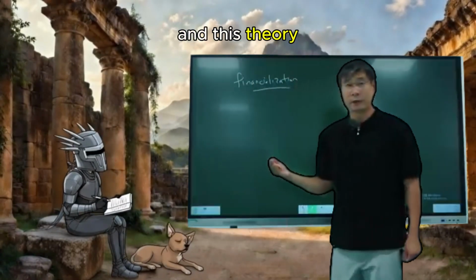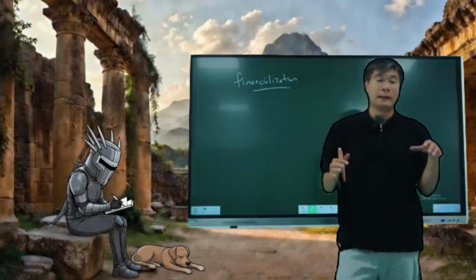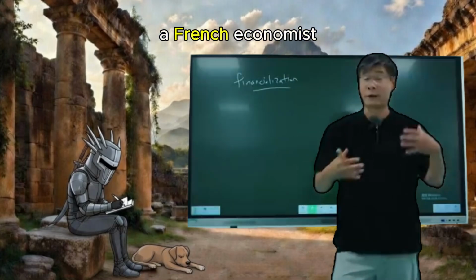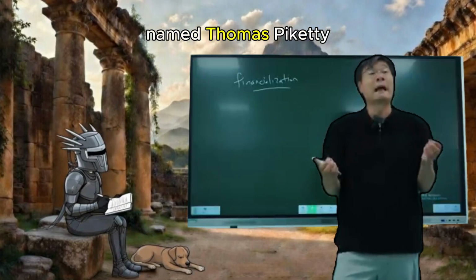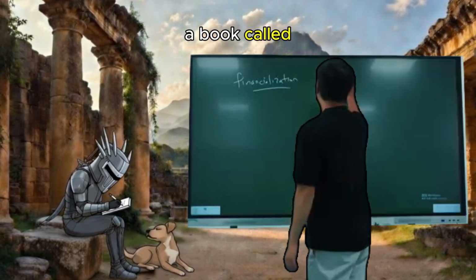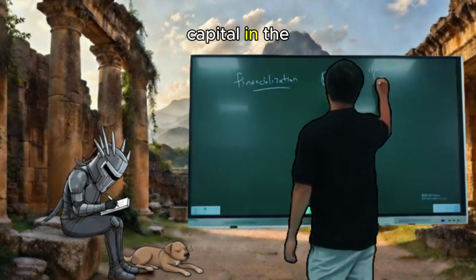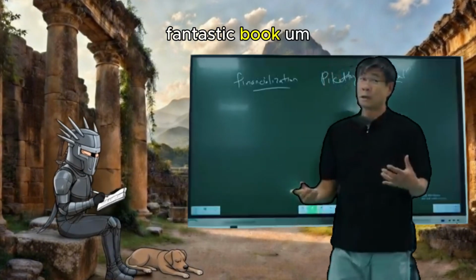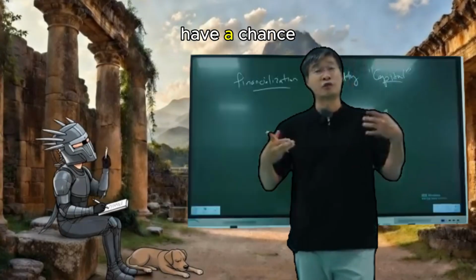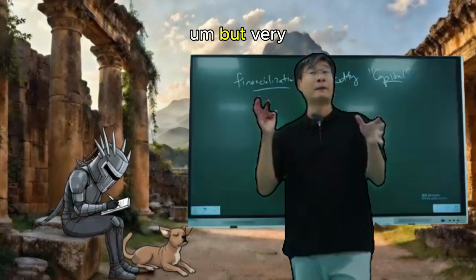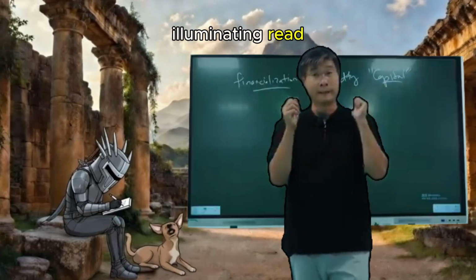And this theory is proposed by an economist, a French economist named Thomas Piketty. Piketty, okay? And he wrote a book called Capital in the 21st Century. It is a fantastic book. You don't have to read the book, but if you have a chance, you should definitely pick it up because it is a very easy but very illuminating read.